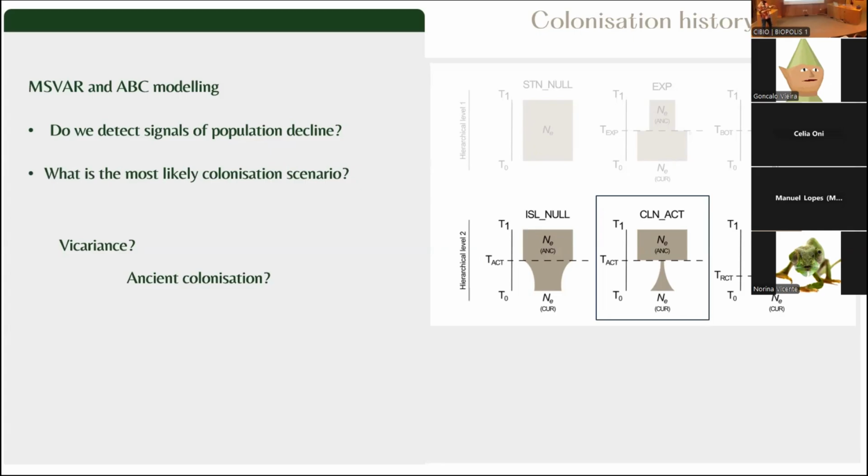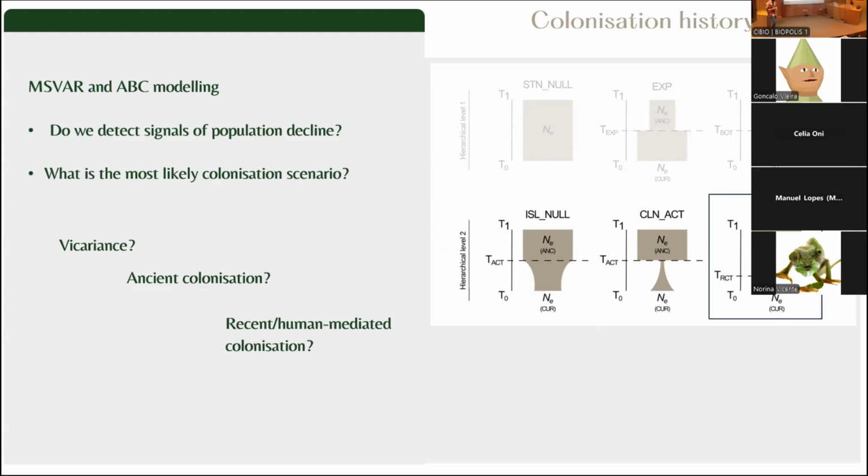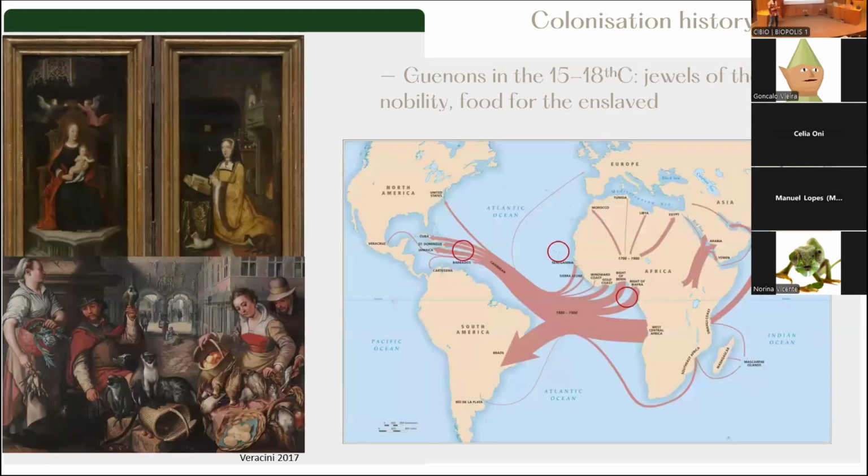So the vicariance model, an ancient colonization. So even though this is an alluvial archipelago, the archipelago formed and then the monkeys arrived there, and we'd see some Asian pattern, but also a recent colonization event, and perhaps human mediated. And why human mediated? Guenons, this group of primates, can be found across several Atlantic archipelagos, and the justification for their occurrence is usually because they were very prized by European societies back in the 15th, 18th century.